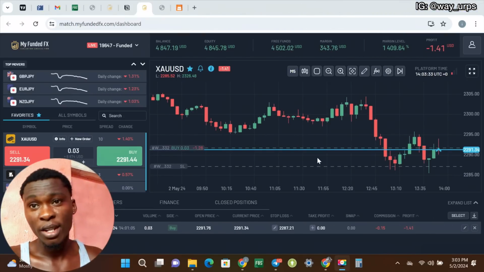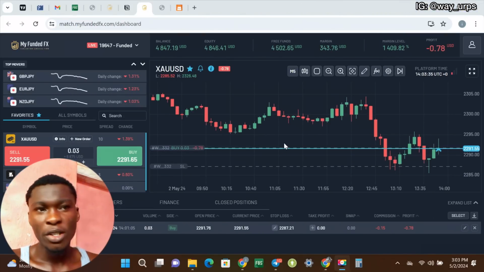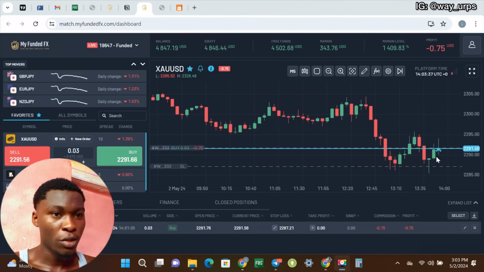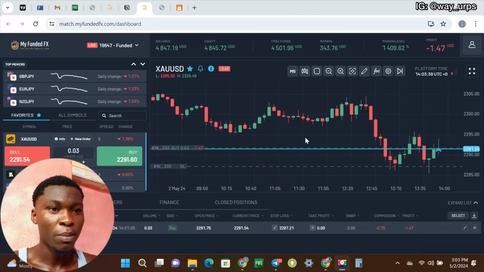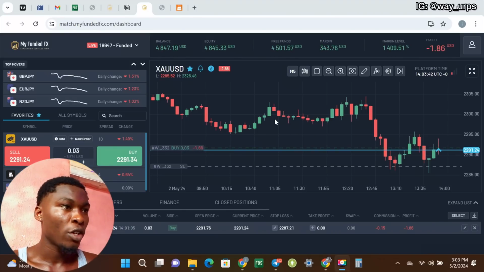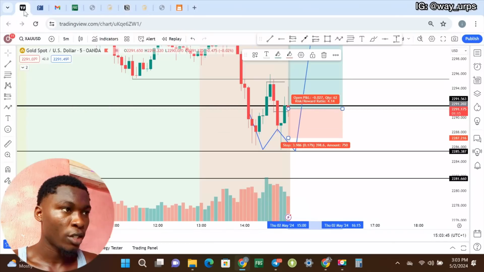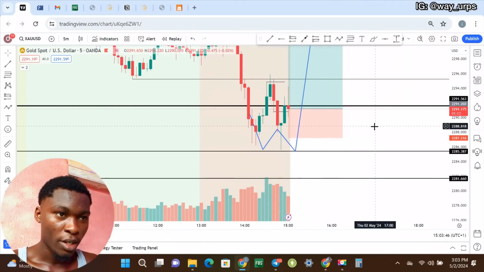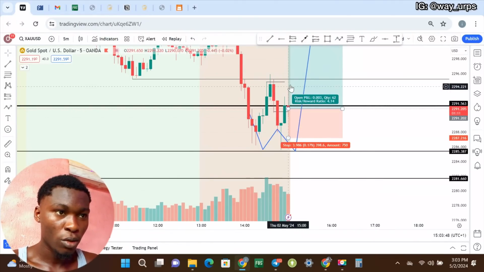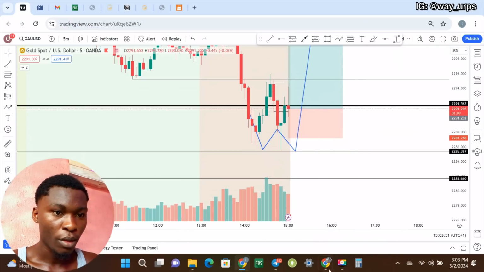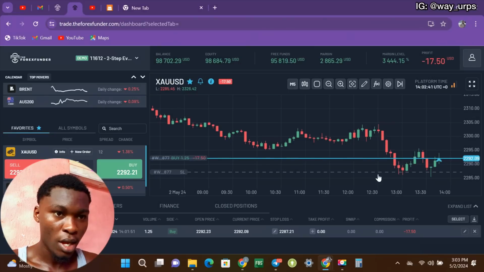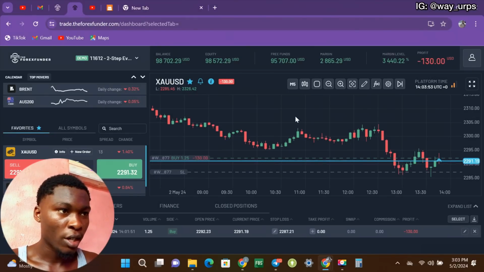Hello guys, and how are y'all doing today? So I just took a buy on gold right now. I just took a buy on gold from here. Let's see how it plays. I'm hoping for it to go up. If it does go up, it's going to be a clean trade. This is the trade on TradingView. Let's see how it goes. It was up a little bit. So this is it here on my 100k account.